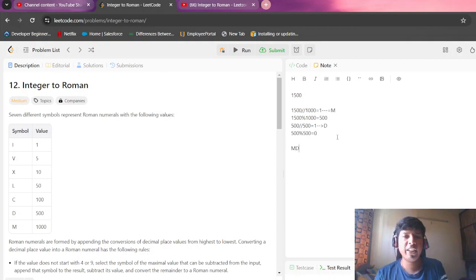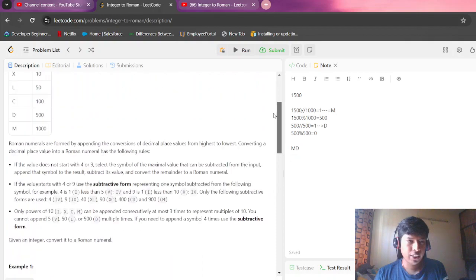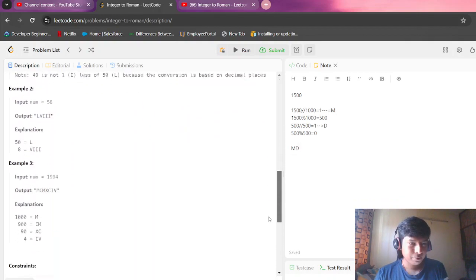And all this we can do in a while loop. So this is the basic explanation of how we will be converting a given integer into the Roman symbol. Now there are a few exception cases.